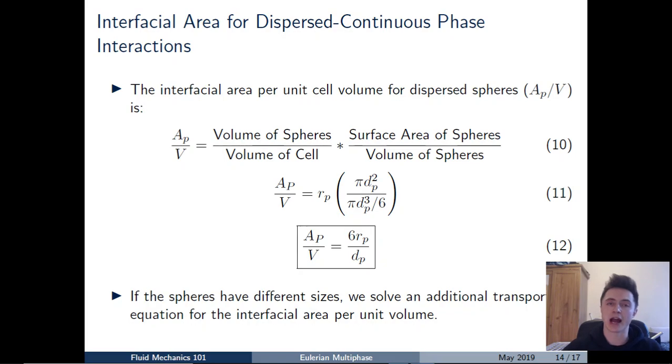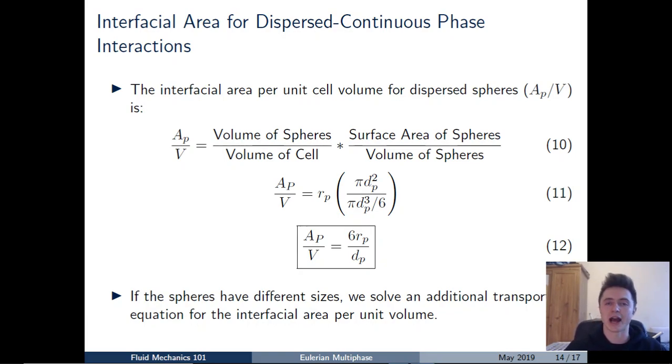Now, of course, if we have a dispersed phase where our spheres have multiple different sizes, then what the CFD code will often do is give you the option of solving a transport equation to get the interfacial area per unit volume for the spheres. But I'm not going to cover that in more detail here.